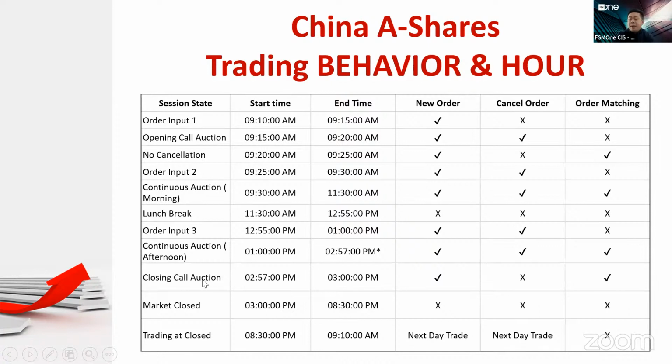For the FSMOne platform, after the market closes at 3 p.m. until 8:30 p.m., you are not able to place or perform any transaction. After 8:30 at night until the next morning before the market opens, you are able to place the next day's trade. Meaning you are able to key in the order that you want to buy, or cancel the order. Once the market opens, your order will be placed in the queue immediately.